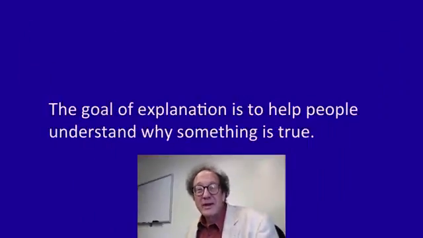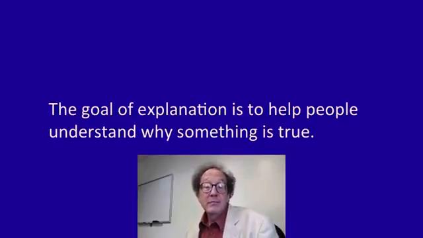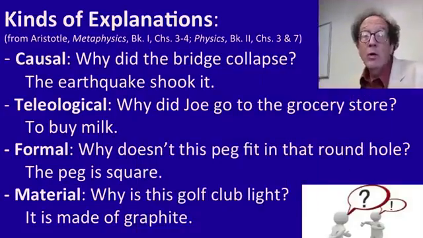The goal of explanation is to increase understanding, not to convince us that the conclusion is true, but to help us understand why it's true. And we can do that in a number of different ways. There are actually, according to Aristotle, 4 different types of causes, he would call them, but we would probably call them explanations. The first, he called efficient causation. We'll just call it causal explanation. And that tells you why something happened.